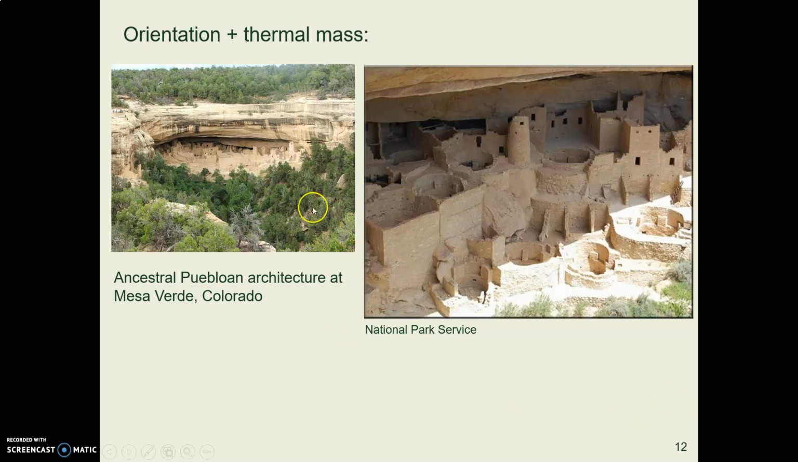In the wintertime, the sun is low in the sky and it will get in under this ledge and warm these buildings, and then the thermal mass will store the heat. In the summertime, the sun is high overhead, and so those stone ledges shade the buildings and they stay cool.